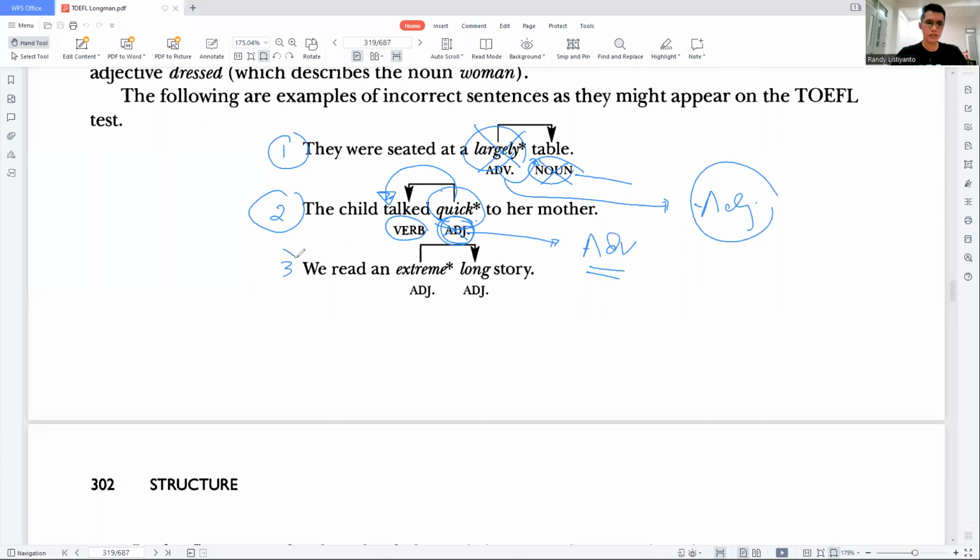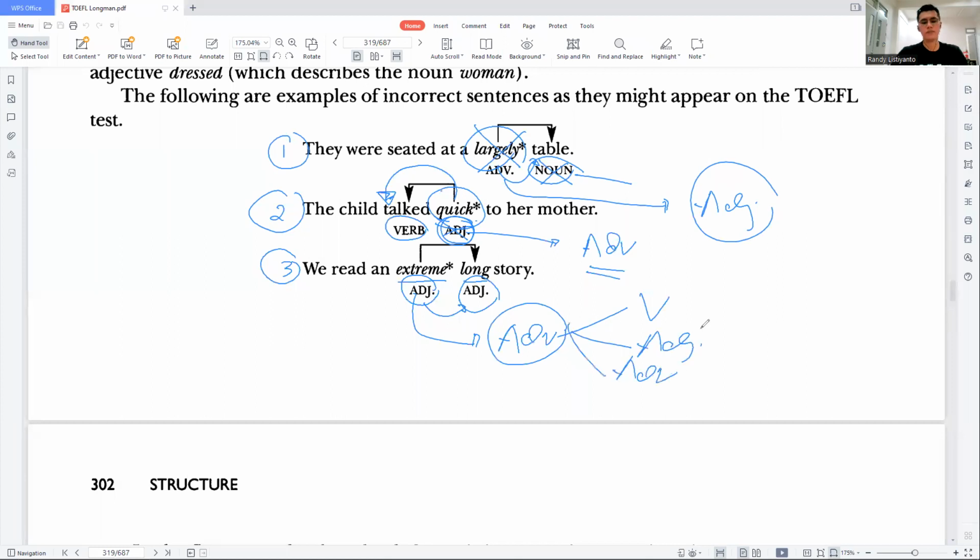Number three: We read an extreme long story. An adjective cannot describe another adjective, so it is incorrect. It has to be an adverb, because an adverb can describe a verb, once again an adjective, and another adverb.